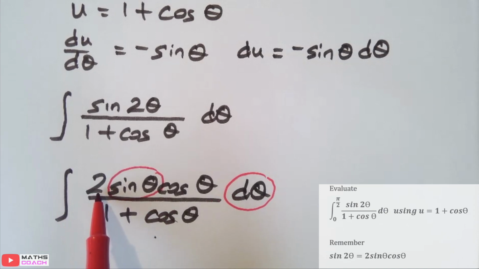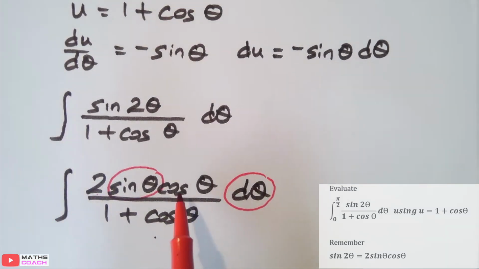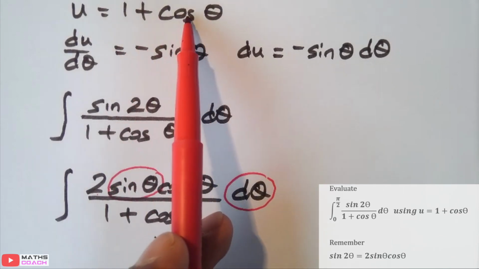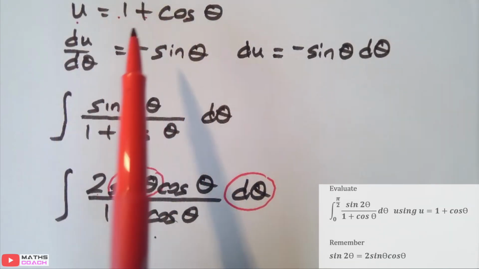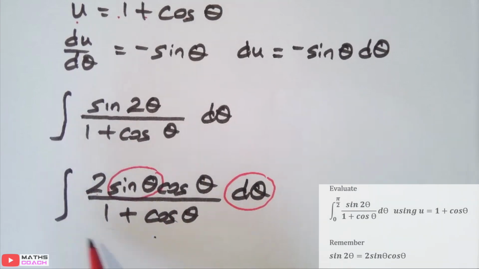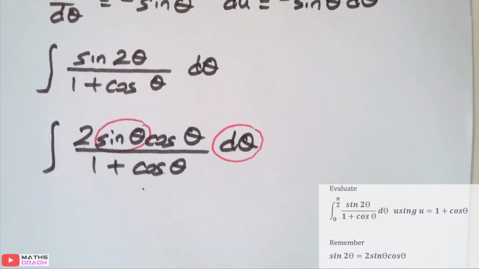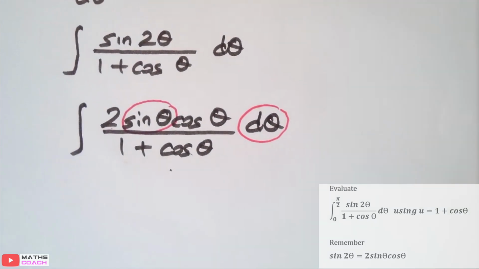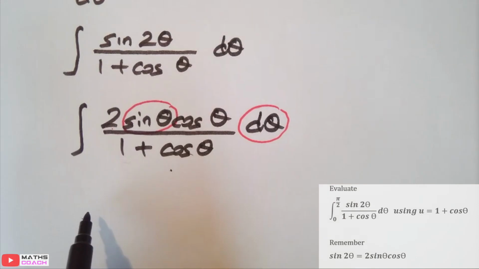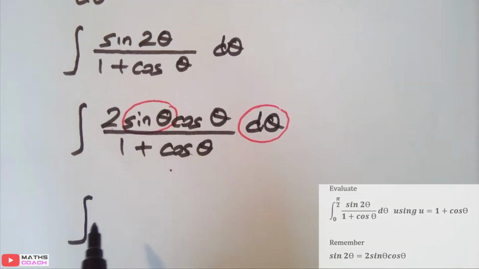The 2 can be easily transported outside the integration sign. Then we're left with a cos theta. But a cos theta, as you can see from our top line, is the same as u minus 1. So quite a lot going on in this section. What we need to do is replace every element of theta in terms of u. And that's where we're going to go next. So we're going to have the integration of 2 outside. That makes sense.